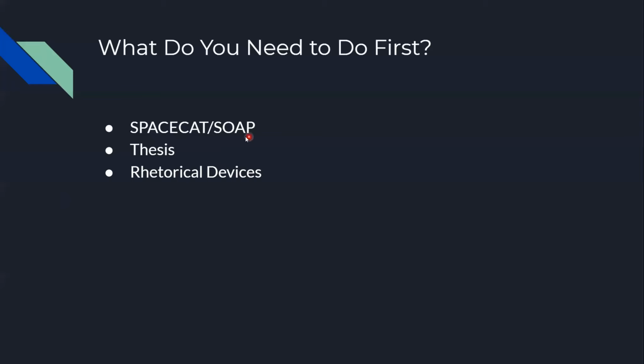So the first two parts, the SPACECAT or SOAP and the author's thesis, which will be made into your thesis, can be found before you even actually read the article or speech that you're given to analyze. It might be a little confusing at first, but I'll go over more exactly how you can find these components before you even read the actual speech or writing.